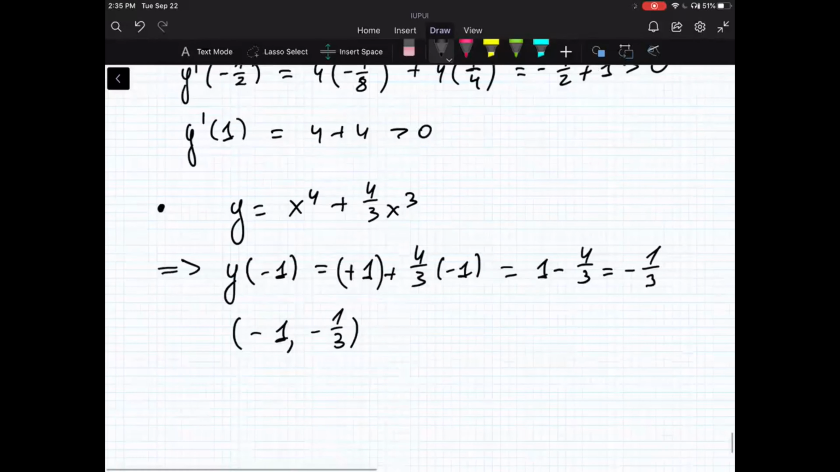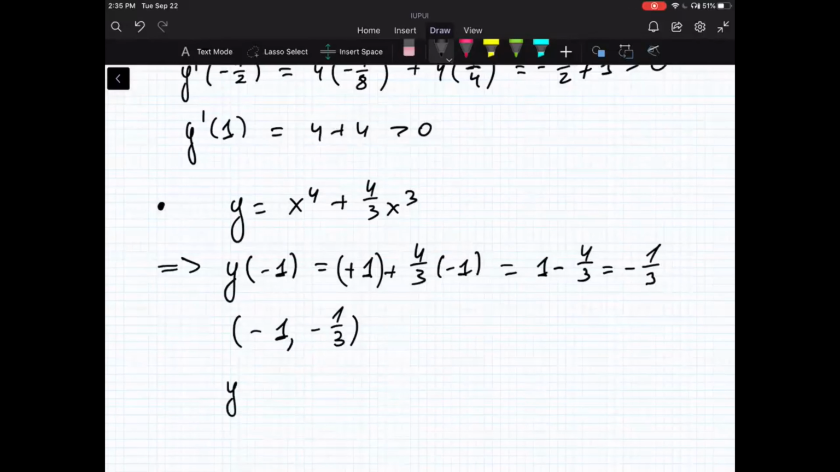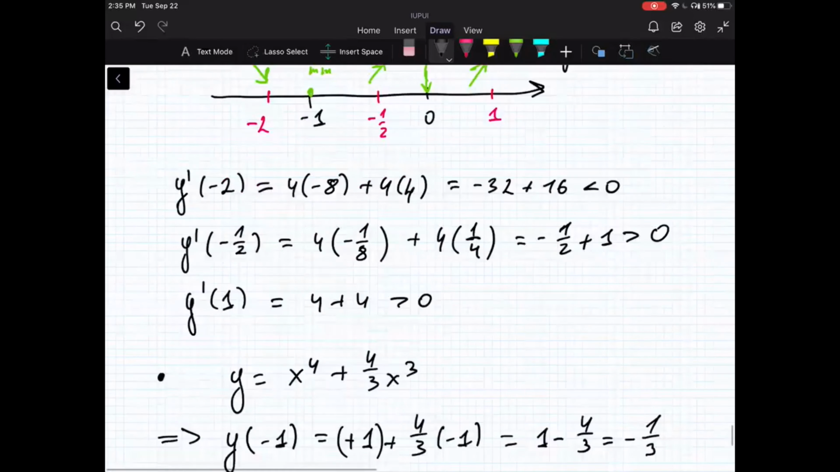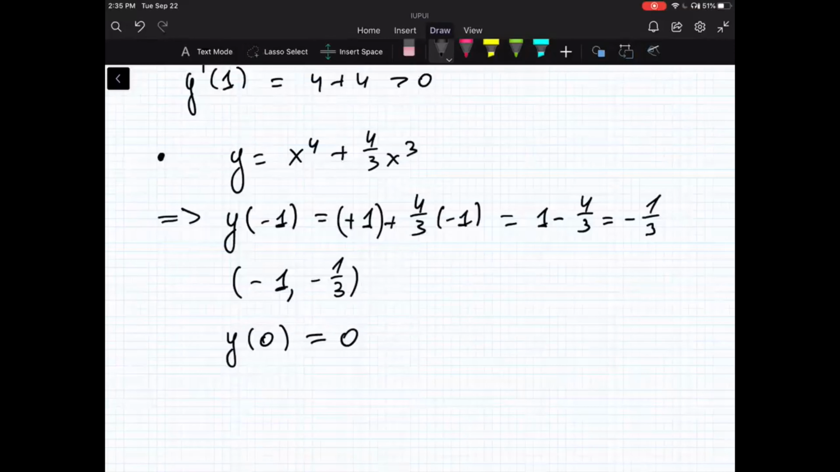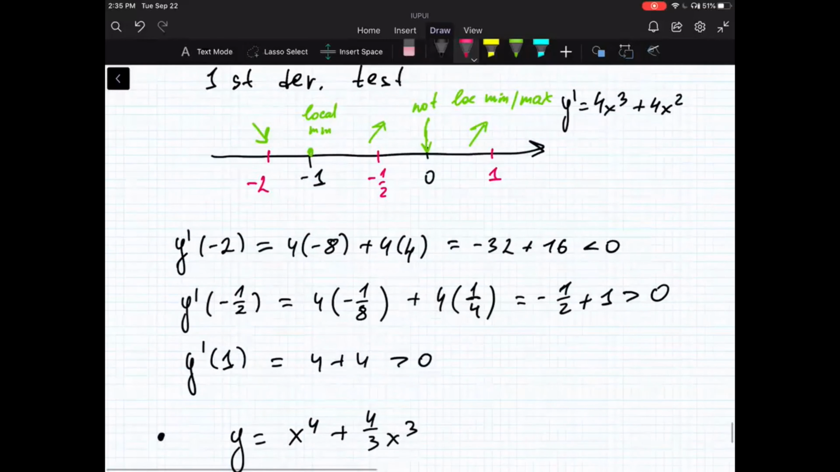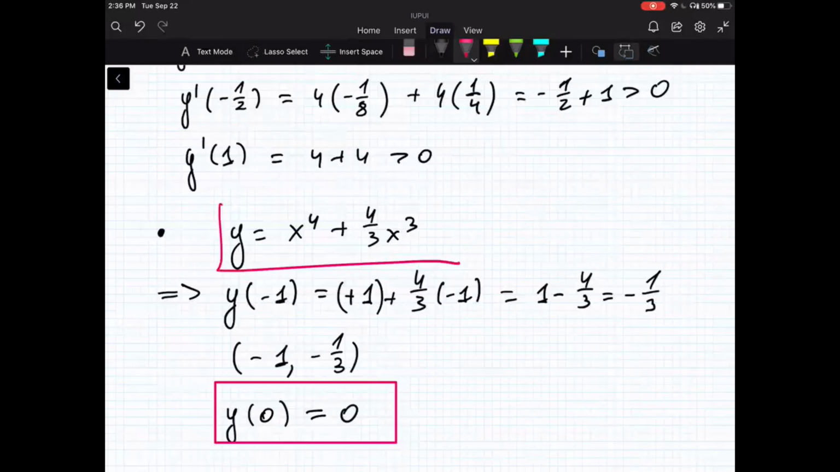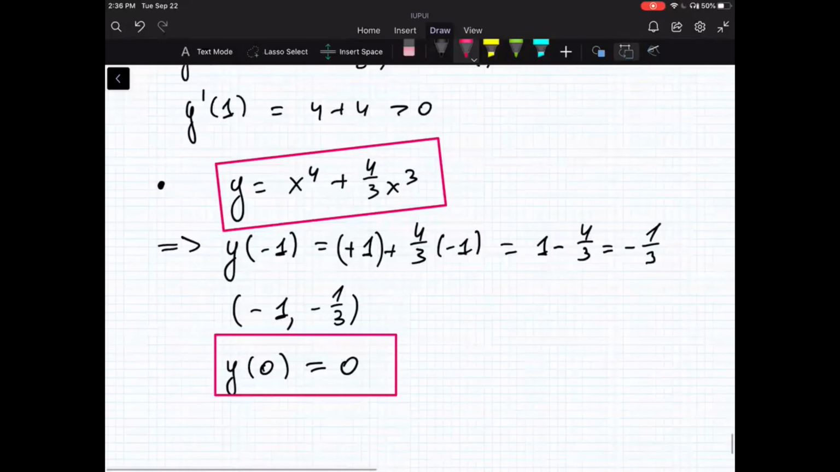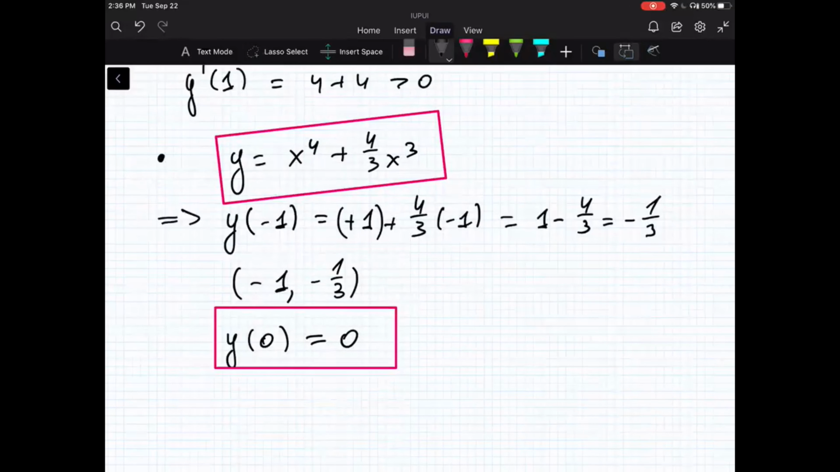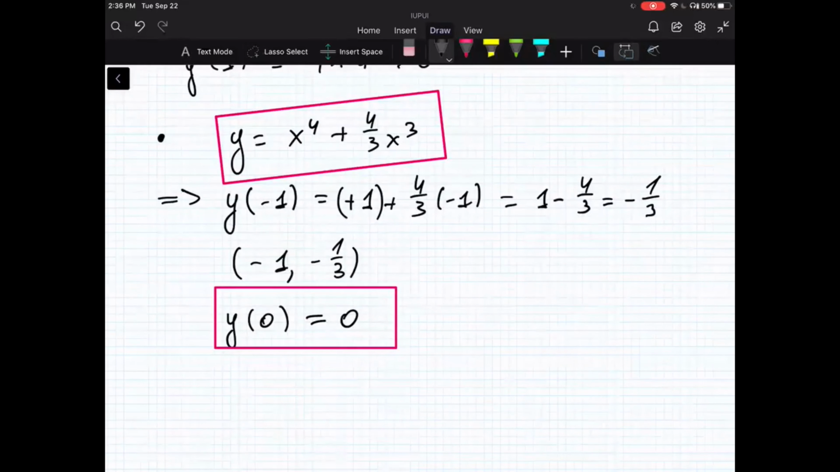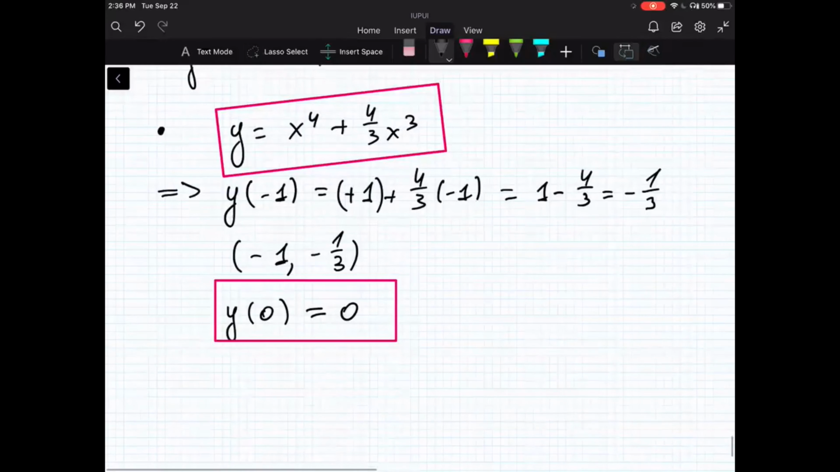And my second point is y at point 0. It's not a critical point, but why not calculate y of 0, because it's a nice point. We found out that 0 is not a local minimum or maximum, but still, in this case, it's not complicated to calculate the value at that point, and in fact it appears to be the x and y intercepts, just the origin.